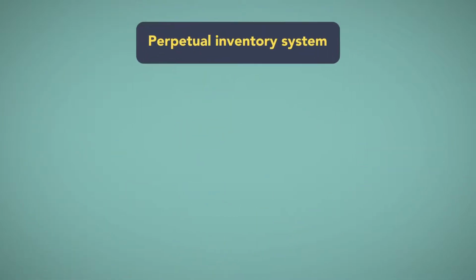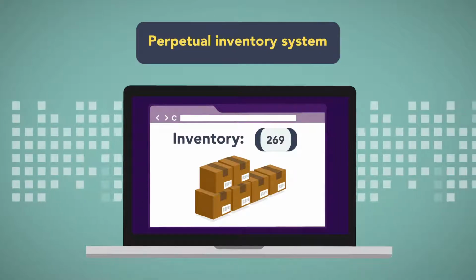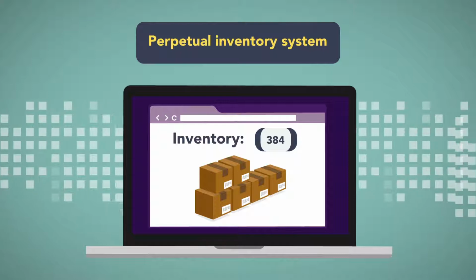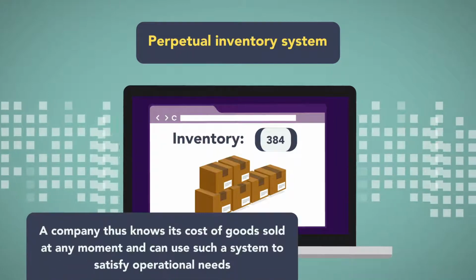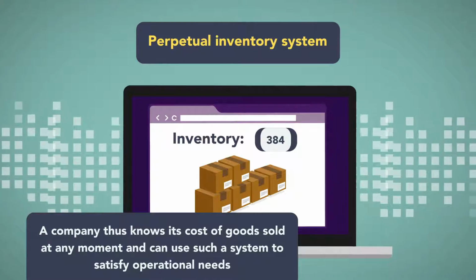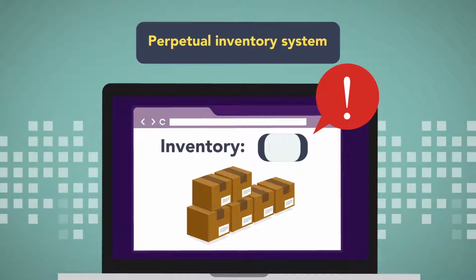In a perpetual inventory system, the quantity of inventory is immediately updated as it changes. This usually requires computerized inventory tracking systems. A company thus knows its cost of goods sold at any moment, and can use such a system to satisfy operational needs, such as establishing recording triggers when inventory supplies are low.